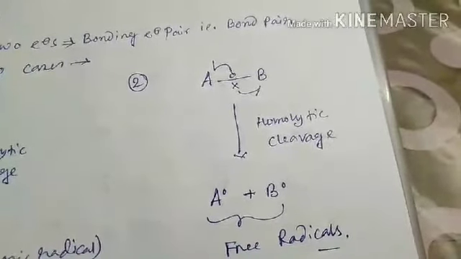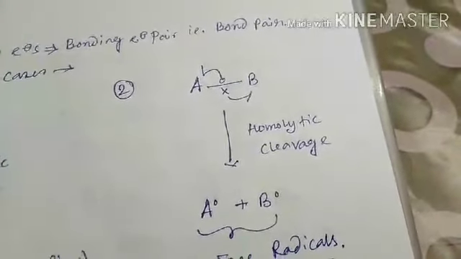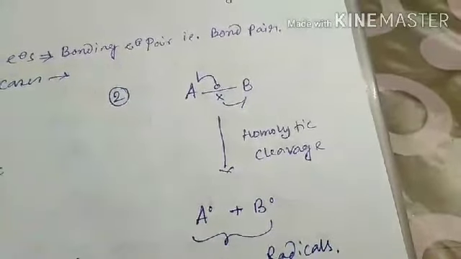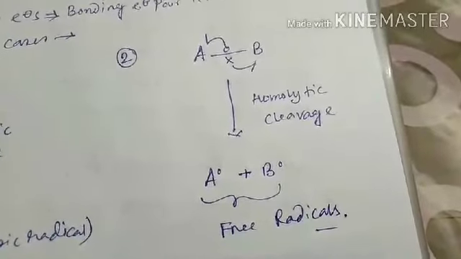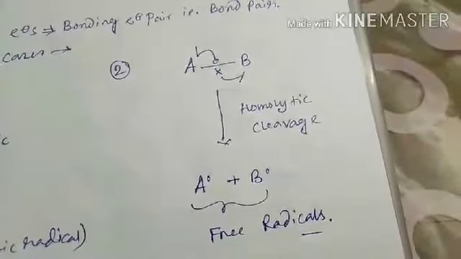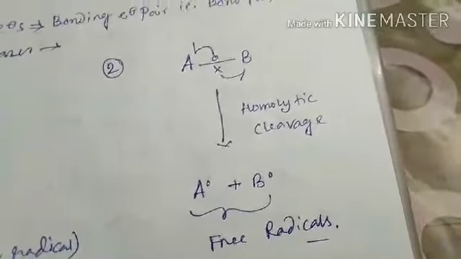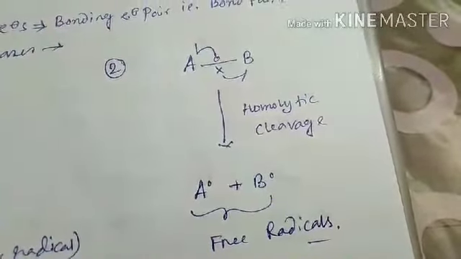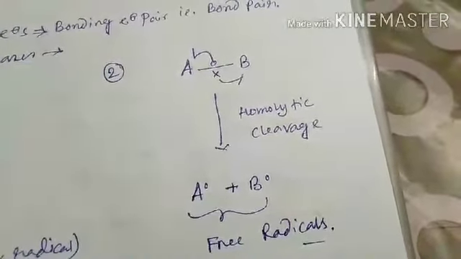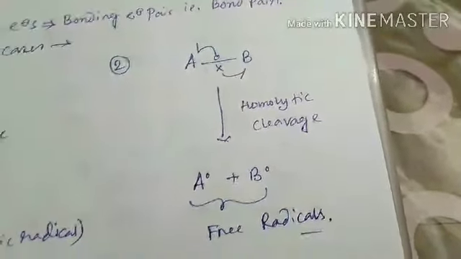Whereas in the other case, A and B each contribute one electron to the bond. A takes one electron and B takes one electron. That's how the AB bond gets broken and forms A dot and B dot, that is A with one free electron and B with another free electron. These species with one free electron are called free radicals. This is not in your syllabus, but you can learn it easily. In this case, the electrons of the bond get regularly distributed, one for each atom. So this is called homolytic cleavage.